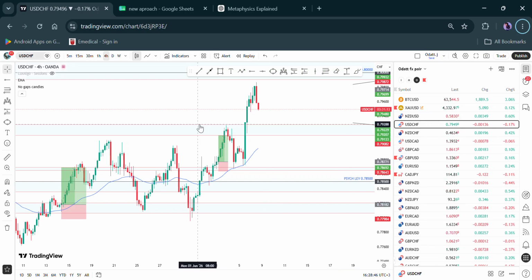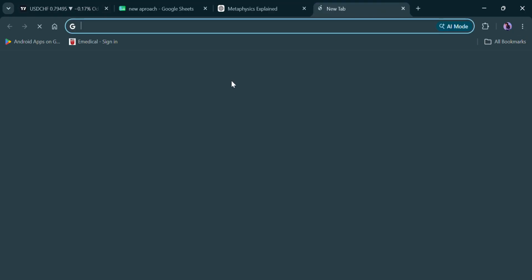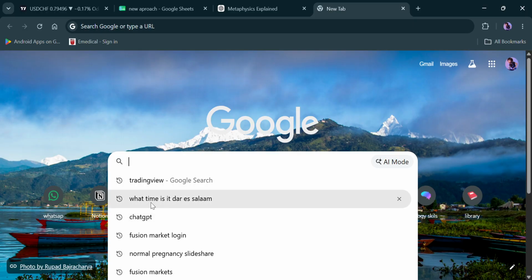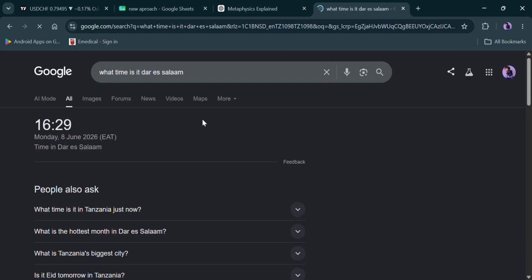Okay, so today is Monday. It's a new week, so we are going to make a market recap, actually a weekly analysis of the pairs that I'm interested in this week. You can see today is Monday, 8th June 2026, at the Islamabad time.